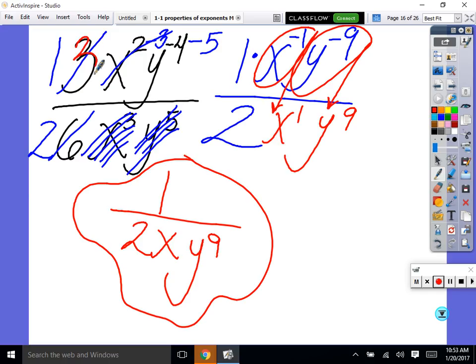Good question. 3 over 6, they both divide by 3. So 3 divides by 3 and becomes a 1. 6 divides by 3 and becomes a 2. If you think of it like that, it makes sure you put the 2 in the correct place, and then the 1.